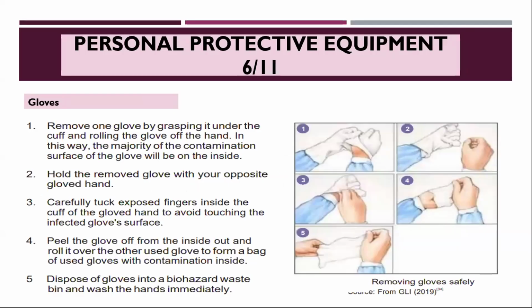Again for gloves also, these are the precautions. Remove one glove by grasping it under the cuff and rolling the glove off the hand. Hold the removed glove with your opposite gloved hand. Tuck fingers inside the cuff of the gloved hand to avoid touching. All these steps we do so that we do not touch the outer part of the gloves. Peel the glove from the inside and roll it over the other glove and dispose of the gloves in biohazard waste. So this is how we remove the gloves.